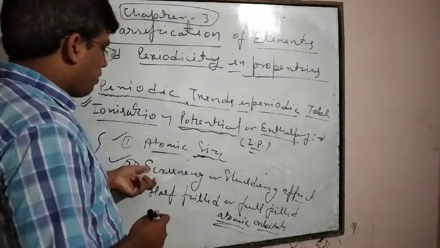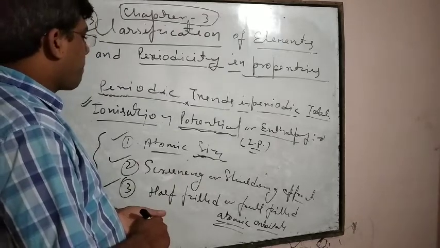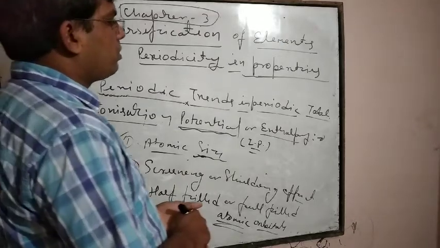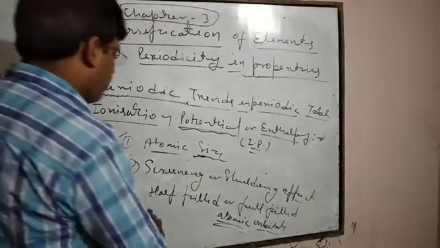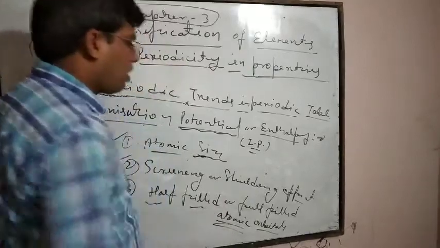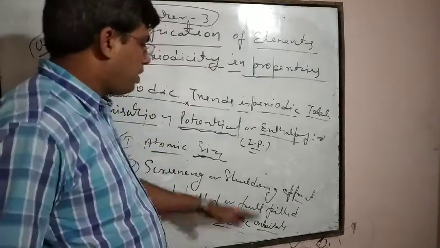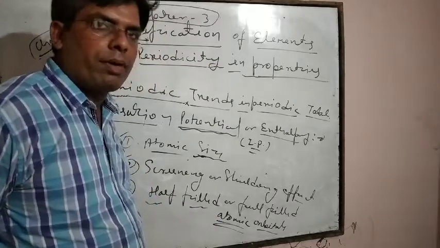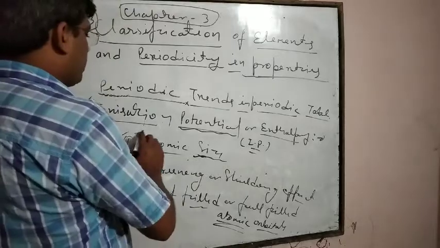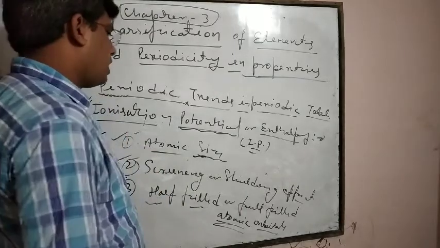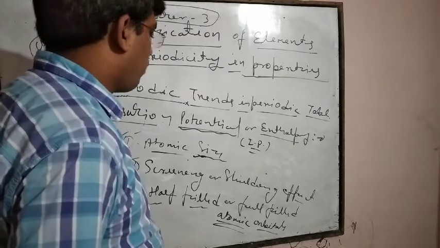So the second factor is the screening or shielding effect, which directly influences the value of ionization potential, and the third one is the half-filled or full-filled atomic orbitals. Now we will discuss one by one. First is the atomic size, second is the screening or shielding effect, and third one is the half-filled or full-filled atomic orbitals.